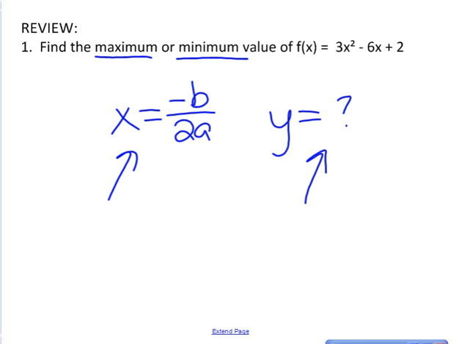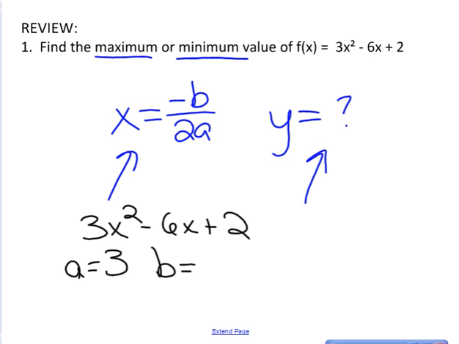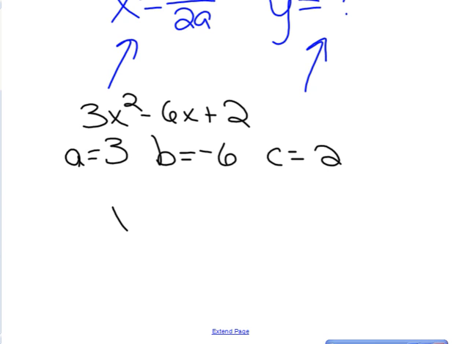So, if you recall, our equation is 3x squared minus 6x plus 2. The a is the number in front of the x squared, in this case it's 3. The b is the coefficient for the x, in this case it's a negative 6, be careful with that negative. And the c is the constant, or 2. So we're going to plug it into negative b over 2a. That will give us our x value, which is not our answer.